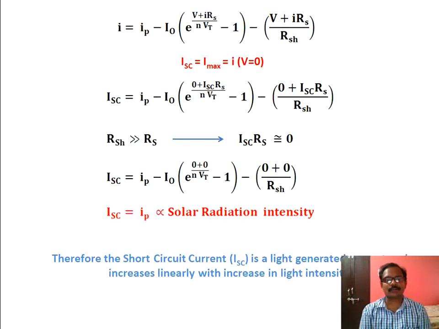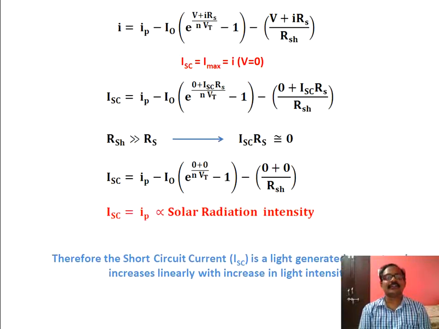Therefore ISC is equal to IP minus I naught into e power (0 plus ISC into RS, which is also 0) by NVT, minus 1, minus (0 plus ISC into RS, again 0) by RSH. Now therefore ISC is equal to IP minus I naught into e power 0 by NVT, meaning 0. So e power 0 means 1. So 1 minus 1 is 0. So 0 into I naught is 0. Minus 0 by RSH, 0. So both terms will vanish. The ID and RSH terms will vanish, and therefore at the end we'll get ISC is equal to the photon current.